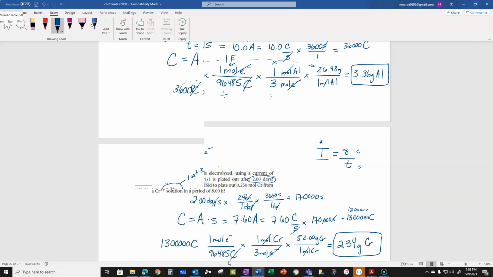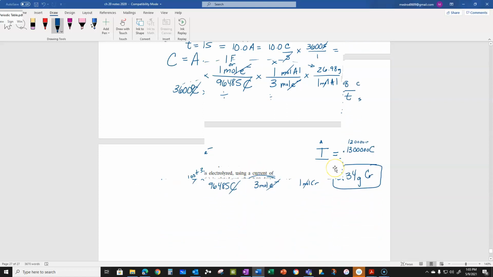Okay? All right, part B. I want you to try part B. Okay? We want amps. So in the end, we want capital A. That's plated when you have 0.250 moles of chromium. So I don't need to get to grams. I'm just going to start with those moles. And I still lost 3 electrons. And I have a time of 8 hours.